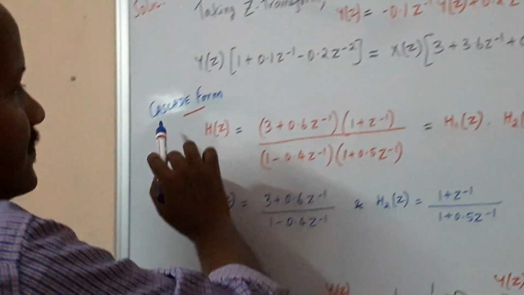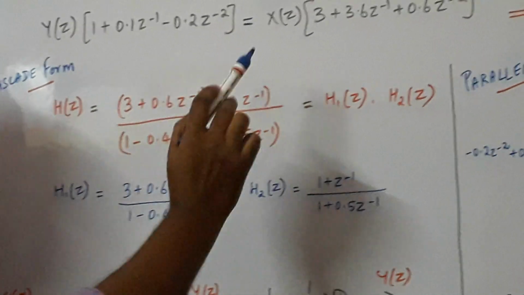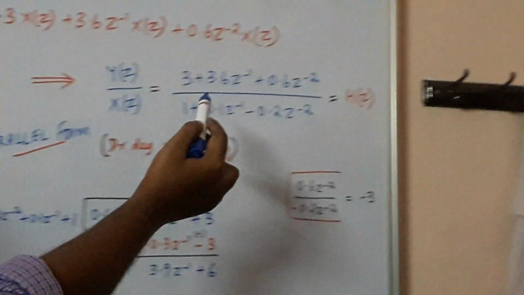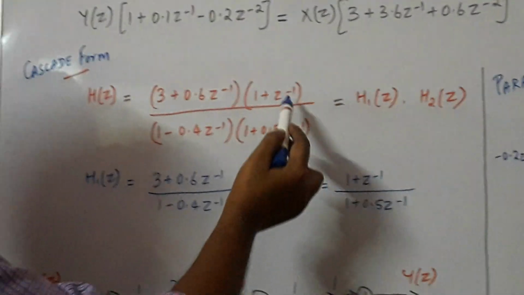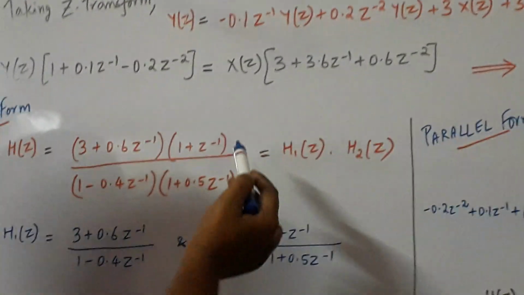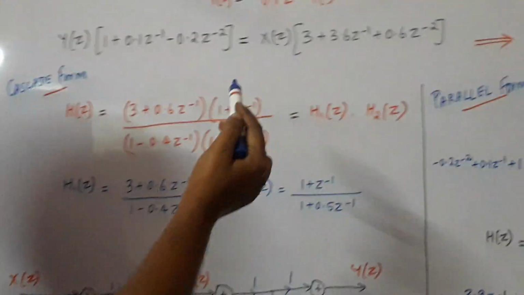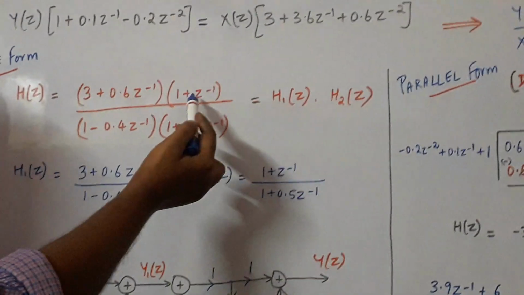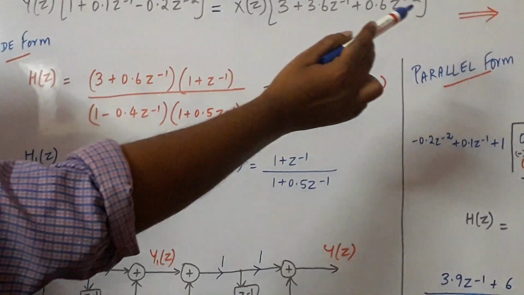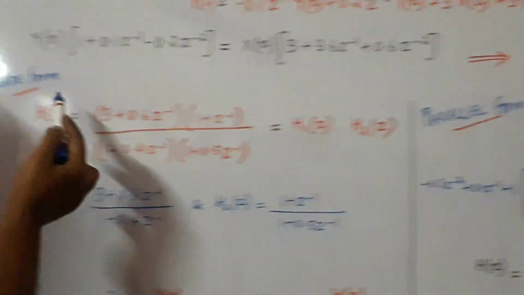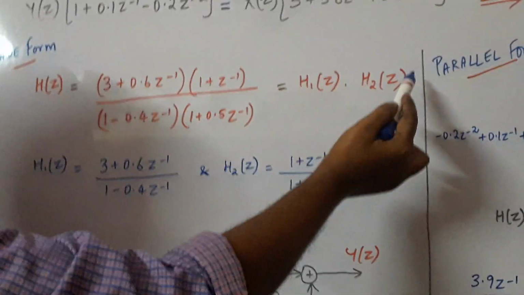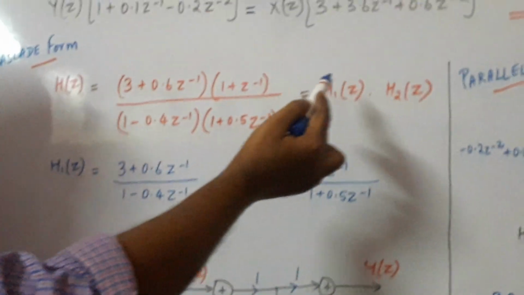First is cascade form. In the given problem, in the numerator we have a polynomial, and in the denominator we have a polynomial. Find the roots and then write the factors. You can find the roots with a calculator: go to equation mode, find the roots, and write the factors in the numerator and in the denominator for the given h of z. Now, cascade form is of the form h1 of z into h2 of z into h3 and so on. It is series form.